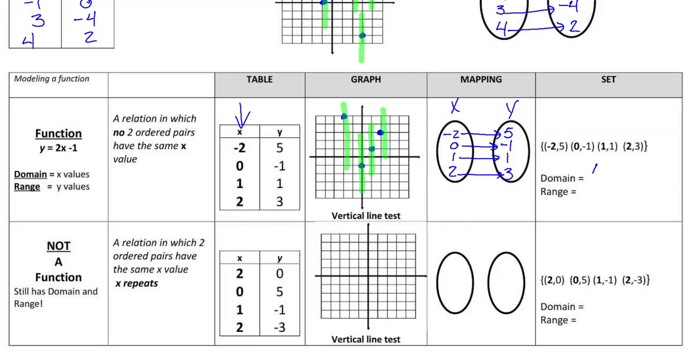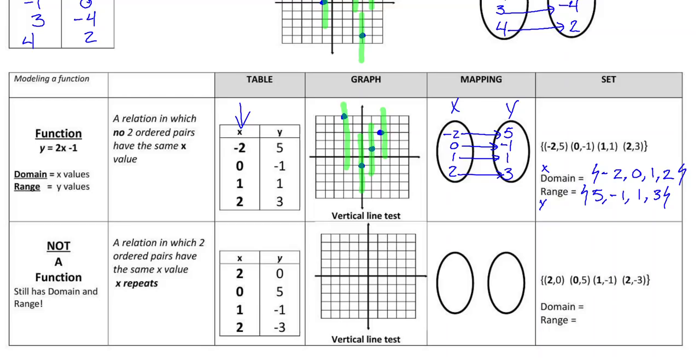Your domain is all the x values. The range is all the y. So -2, 0, 1, 2 is the domain. The range is 5, -1, 1, 3.